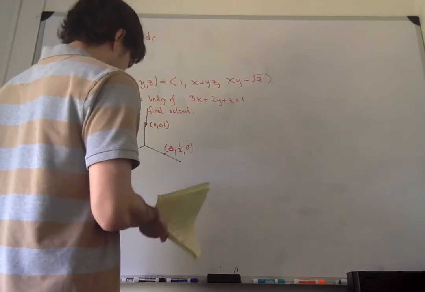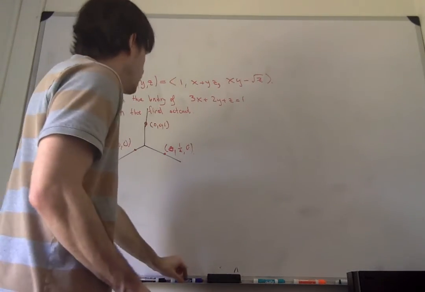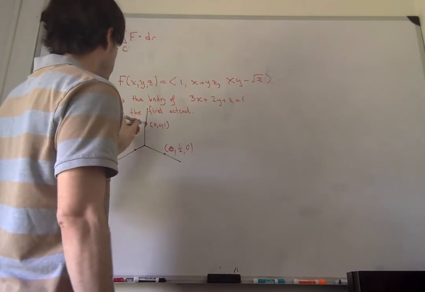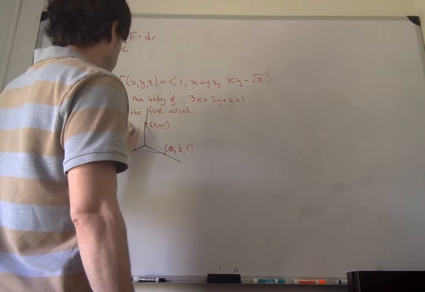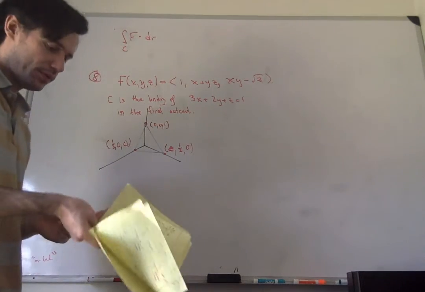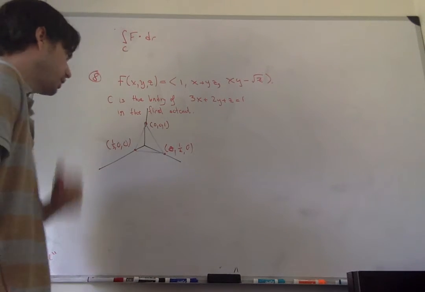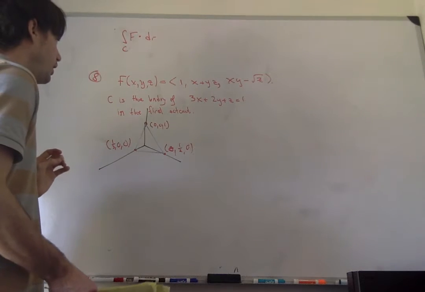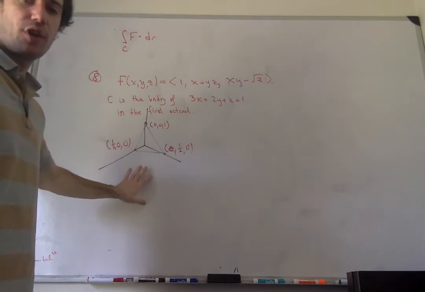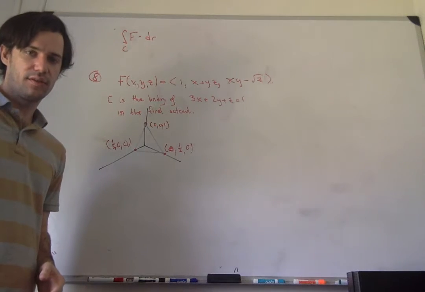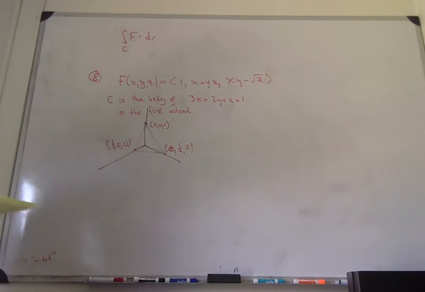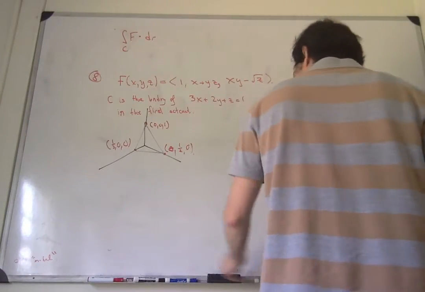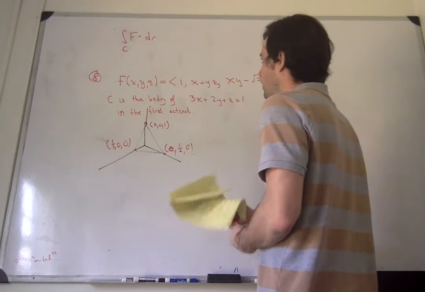So let's see. We have this plane, 3x plus 2y plus z, and I'm going to represent it by drawing that triangle. That triangle is going to represent part of the plane, and I want to only look at the part in the first octant. Well, as I've drawn it, we're only looking at the first octant, right? That's the first octant. And let's just get right into it. So how do I do this calculation?